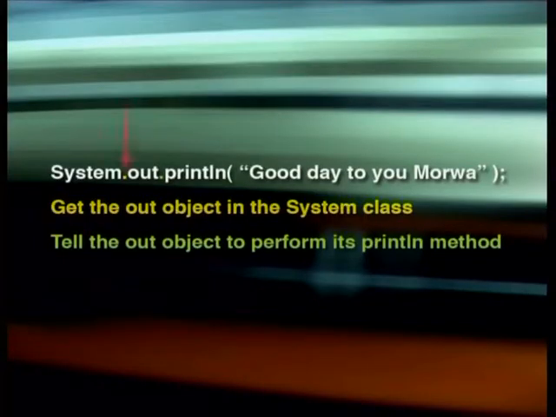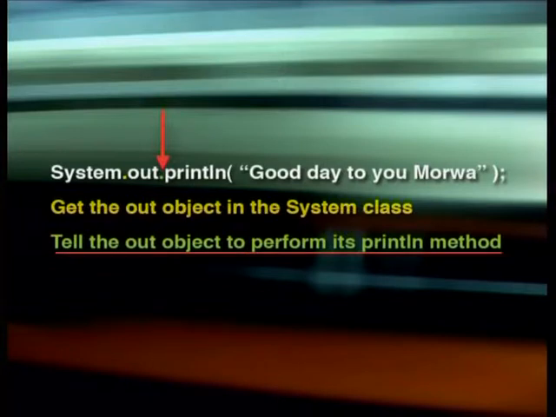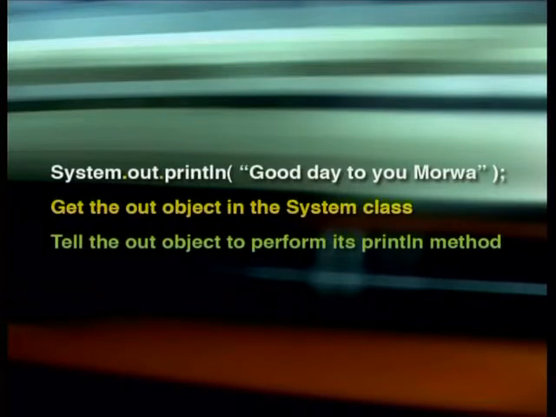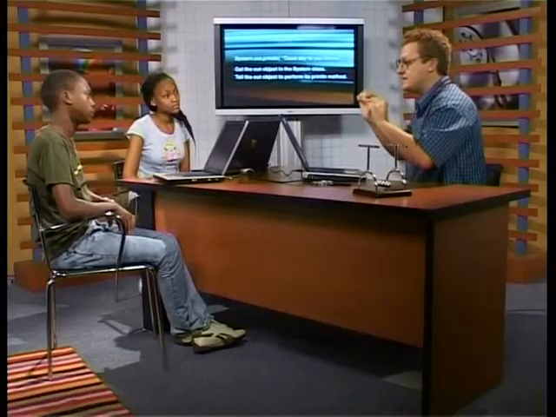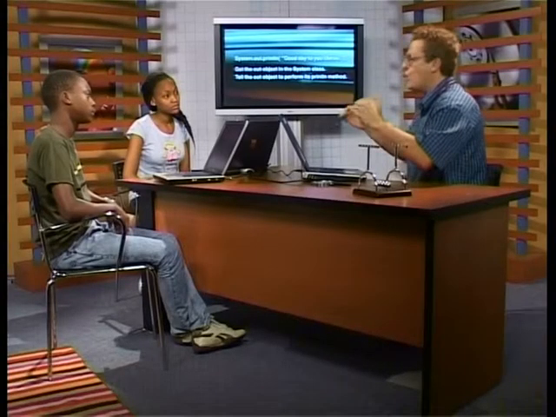Now, the dot between System and out means get the out object in the System class, and the dot between out and println means tell the out object to perform its println method. Didn't you say we had to create the objects we want to use? Normally we do. However, the System.out object is created by the Java Virtual Machine when our program starts to run.